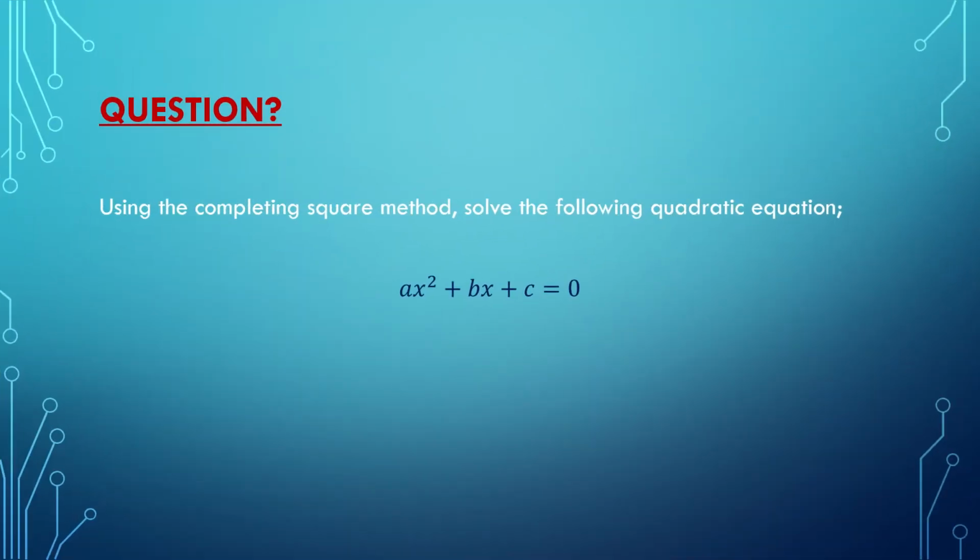Question. Using the completing square method, solve the following quadratic equation, that's ax squared plus bx plus c is equal to 0. Now, if you don't mind, you can pause the video and try that question using the completing square method.